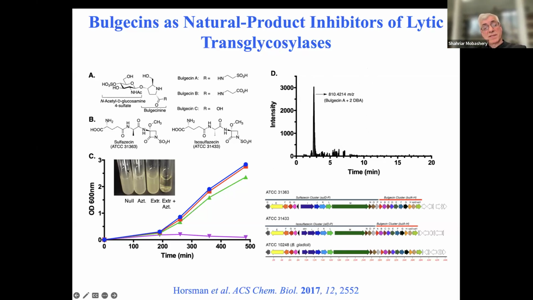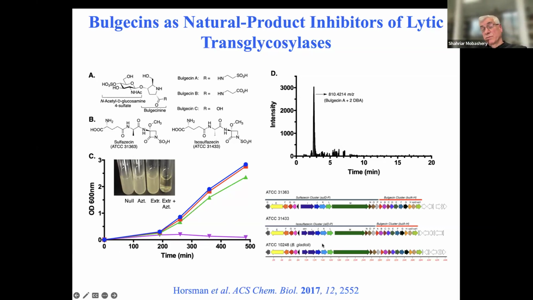If you grow Pseudomonas in the absence of any compound, it grows just fine. In the presence of sub-MIC of S3NM, which is a beta-lactam, it grows just fine. If you give the extract, it grows just fine. But if you give the extract and S3NM, bacteria die. And this is the growth curve for this process.